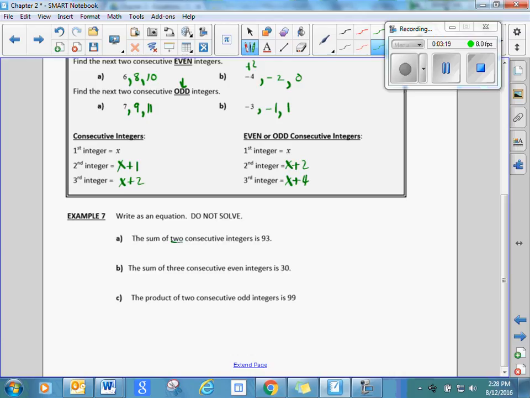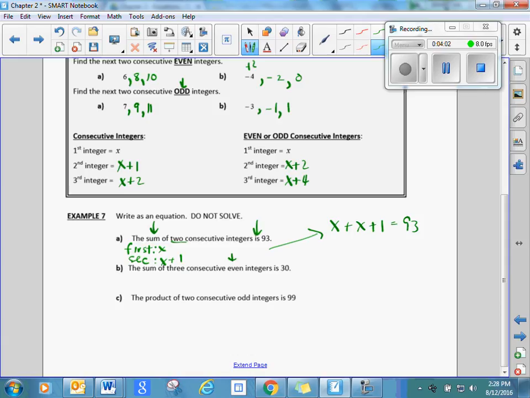So 2 consecutive integers. So we know they're not consecutive even or odd, just consecutive integers. So our first integer is going to be x. The second one is going to be the guy right next to him, x plus 1. So in order to write the equation, it tells us the sum, there's our math, means equals. So x, the first one, plus the second one is equal to 93. And we're not going to solve it, but you could clean this up, collect your like terms, and solve for the variable x.